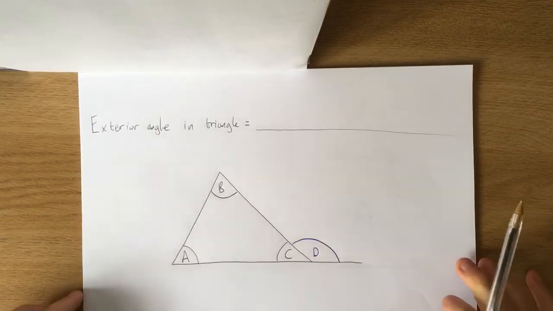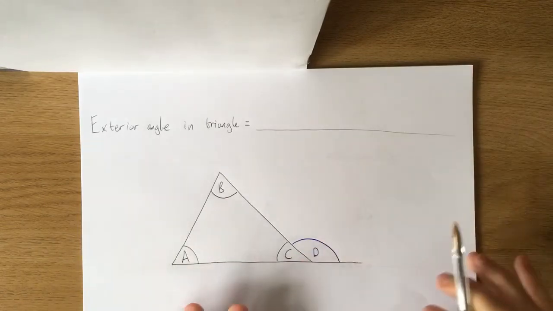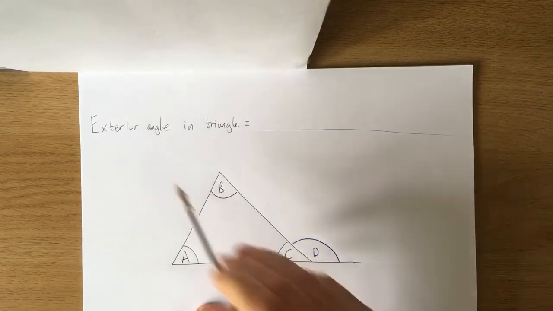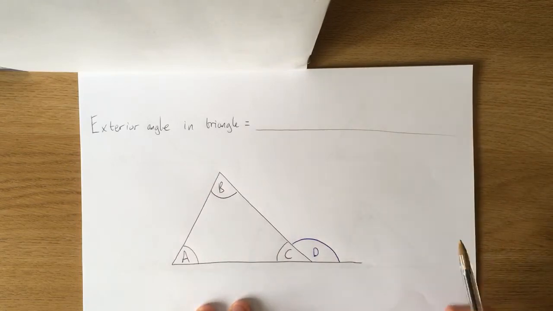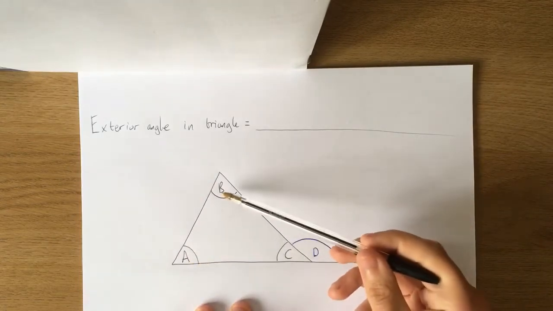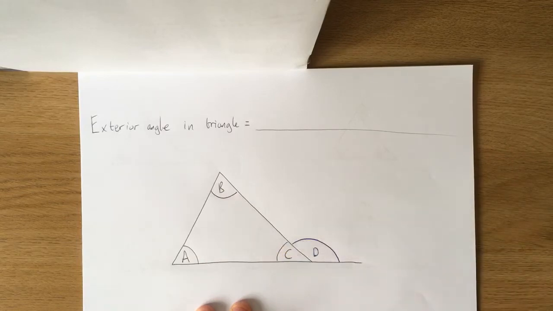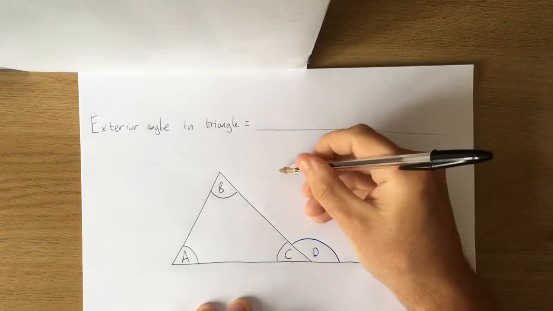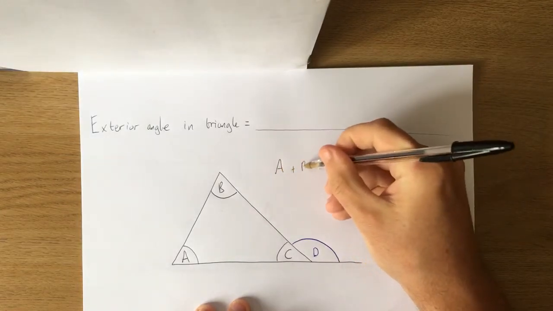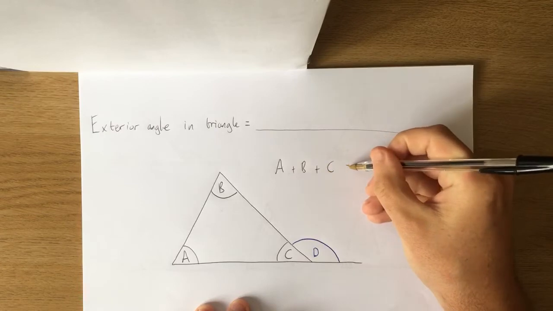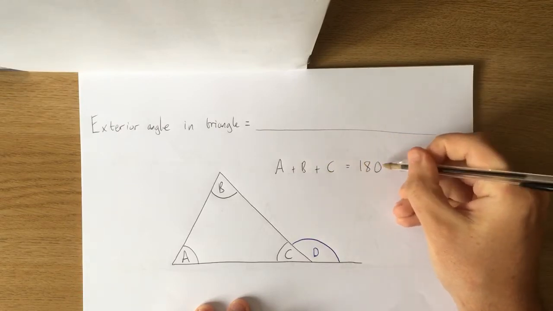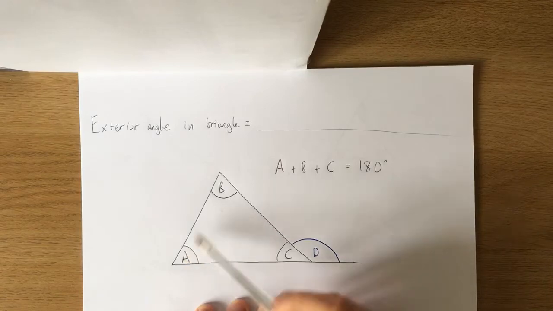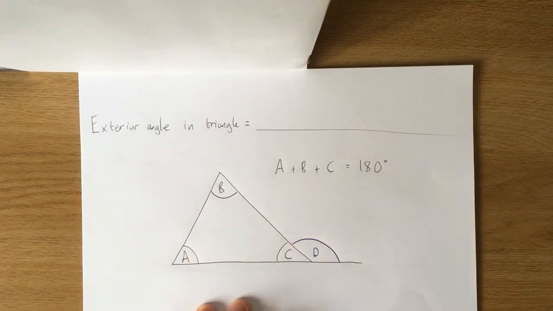Well, rather than just telling you, I'm going to try and work this out and show you why what we're going to learn about it is the case. So angle A, angle B and angle C are the three angles in a triangle. What do the three angles in a triangle add up to? It's 180 degrees. So A plus B plus C is equal to 180 degrees. Hopefully no one will disagree with that.